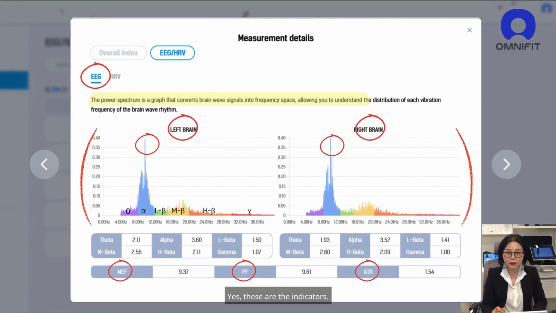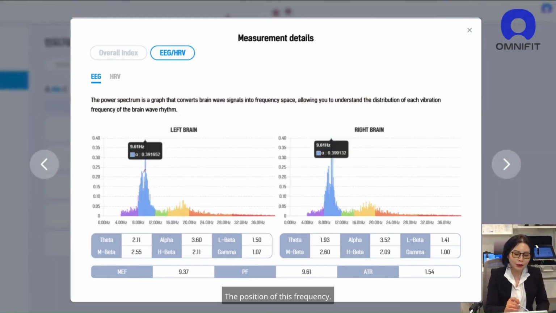Yes, these are the indicators. We'll be able to see more detailed information about these indicators in our detailed results report. All right, next, you're curious, right? The position of this frequency.